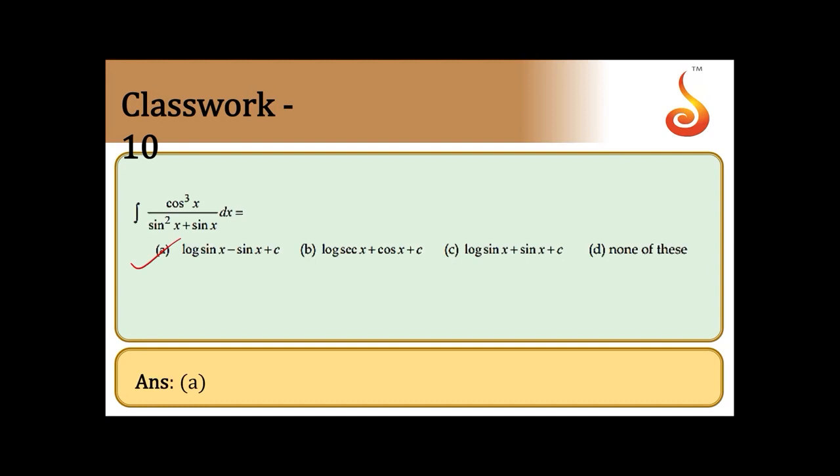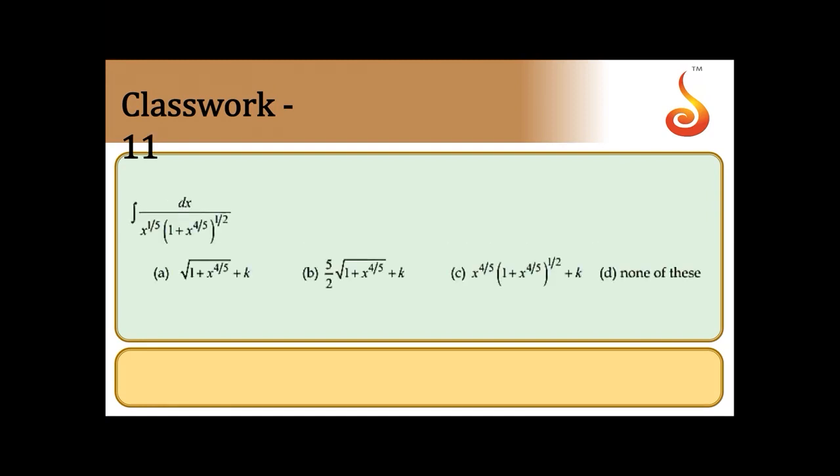Hope it's clear. Right. Coming to the next one, the integral of 1 by x to the power of 1 by 5 into 1 plus x power 4 by 5 to the power of half. Yeah, the derivative of x power 4 by 5 is 4 by 5 x to the power of minus 1 by 5, which comes to the denominator. So therefore you can rewrite this one as the integral of 1 divided by root of 1 plus x to the power of 4 by 5. The derivative of this one is nothing but 4 by 5 x to the power of minus 1 by 5 dx.